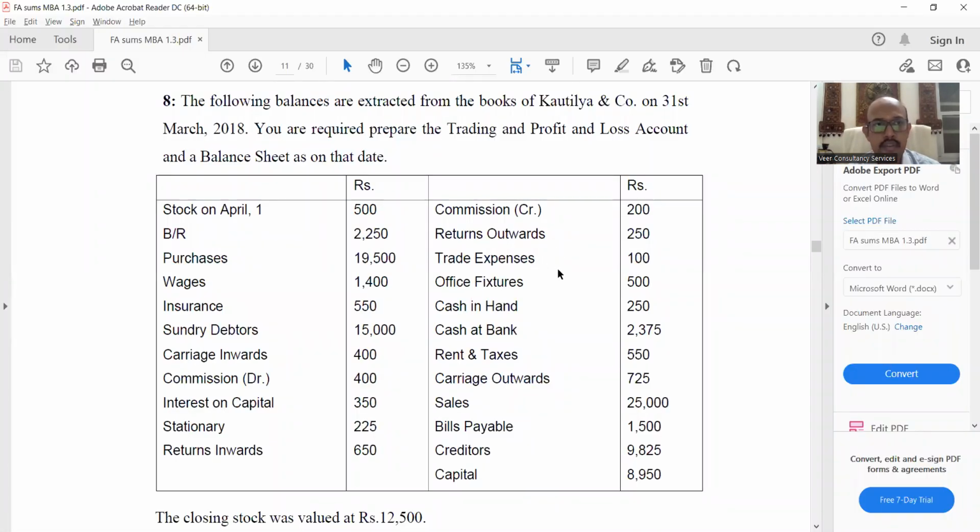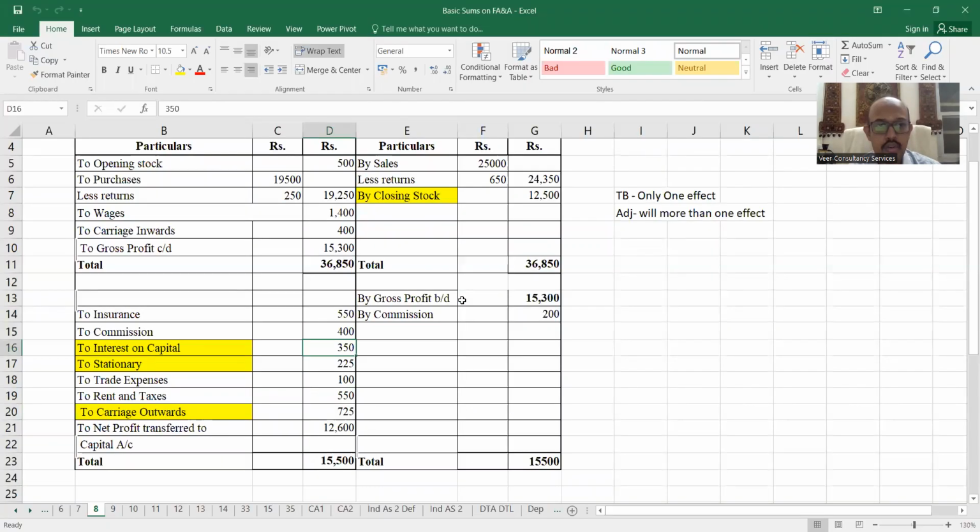Then we have trade expenses. The trade expenses we are going to put in the profit and loss account. So just make a note over there, right? Profit and loss on the debit side.